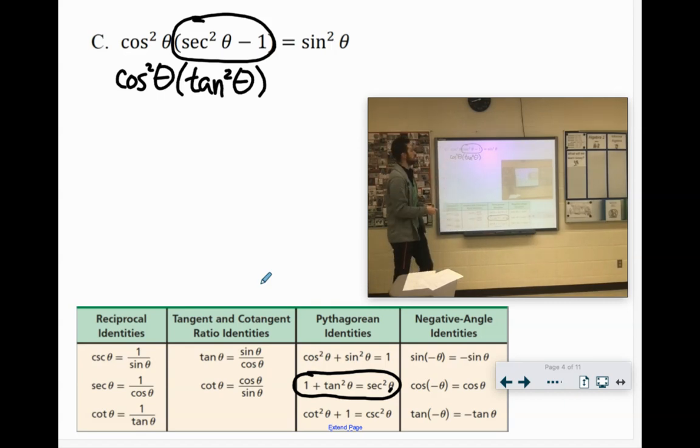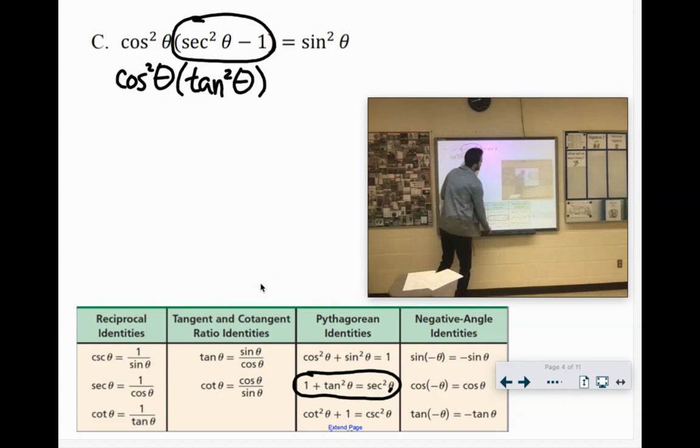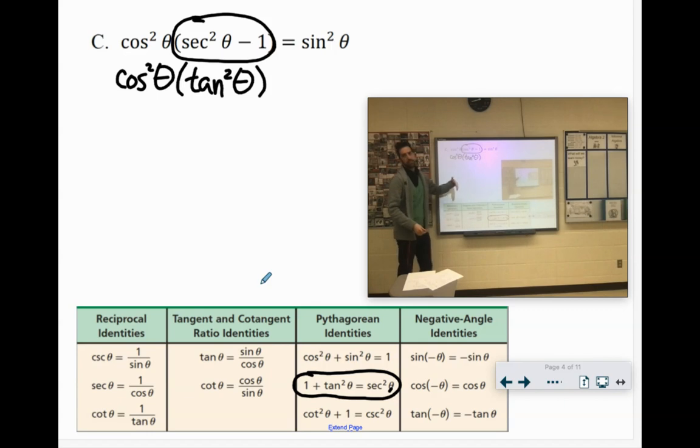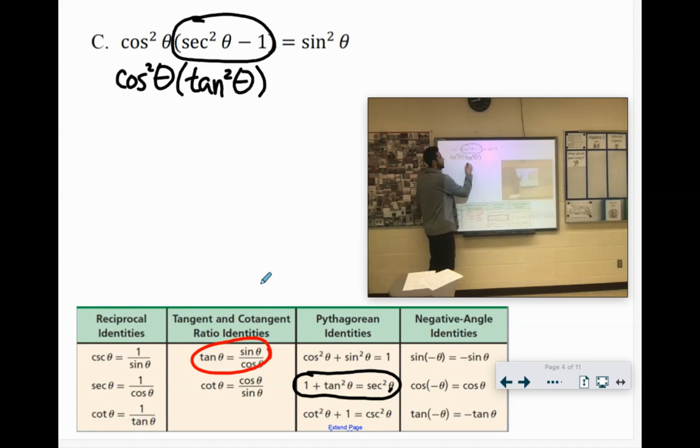Great, so we've already shrunk it down a little bit. Now let's think about the definition of tangent. Tangent is always our y over x, or in our case, sine over cosine. So we can trade out tangent squared theta. We can make it sine squared theta over cosine squared theta.